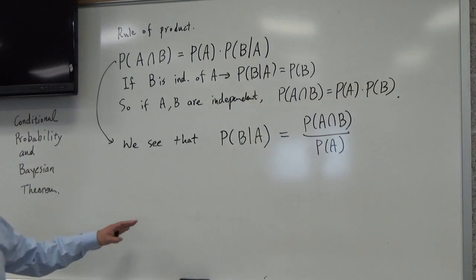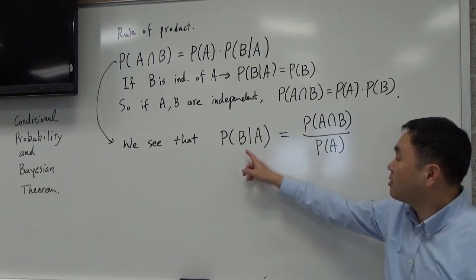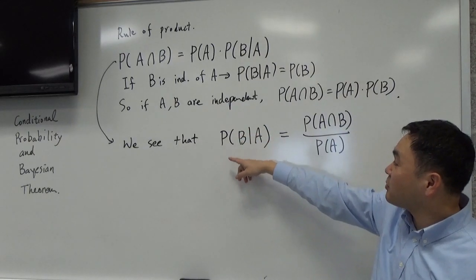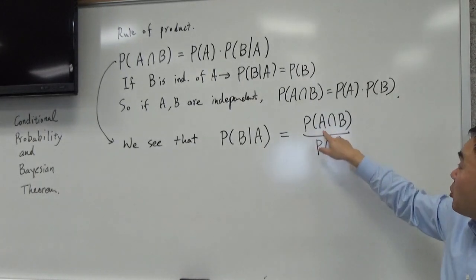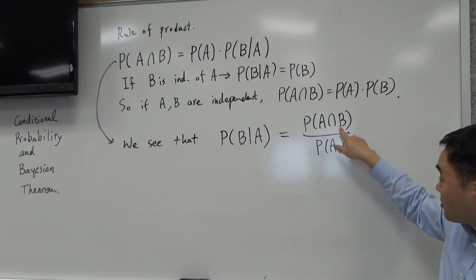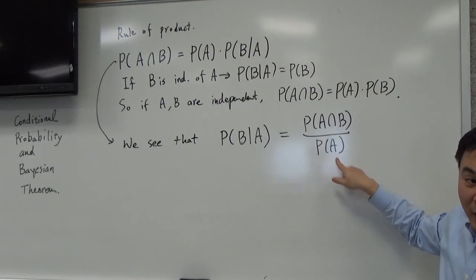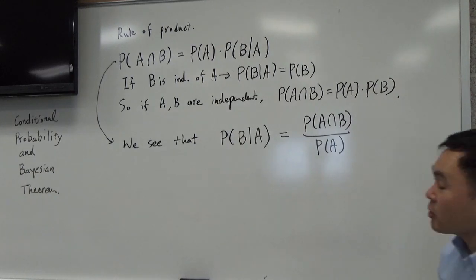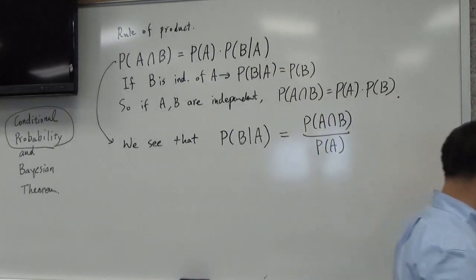So, we actually have a definition rather than the rule of product. The definition of a conditional probability is you think about the probability that both are happening at the same time, divided by the probability of A happening. All right. So that's the definition. Okay, so I've managed to explain what conditional probability is. Now let me talk about the Bayes theorem.